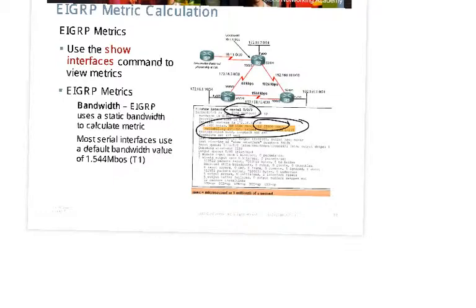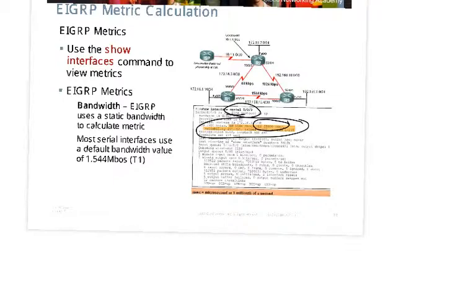The load and reliability are calculated as a fraction. The load is calculated as a fraction of 255. Again, this is an agreed upon method to calculate it. So if this fraction or ratio is low, this means that the link is not loaded. And that's good. This means that the cost will be low. So the load ratio here is 1/255.